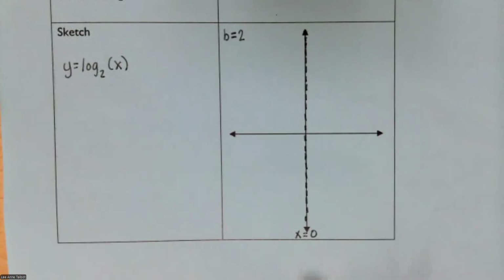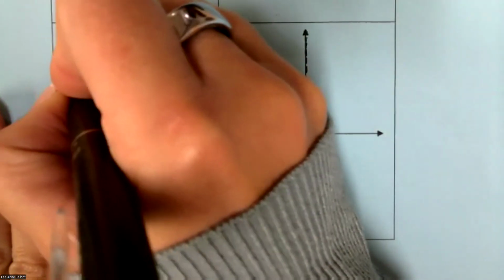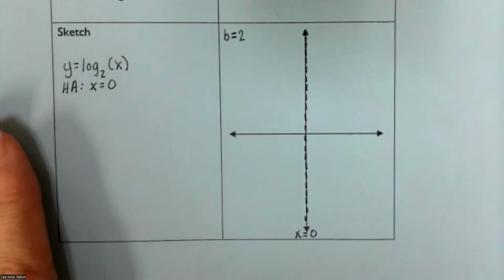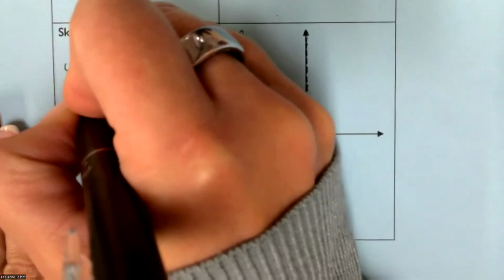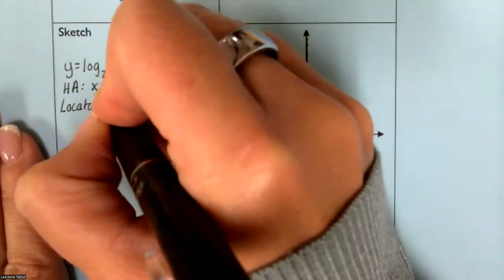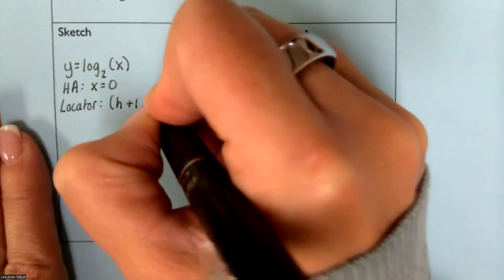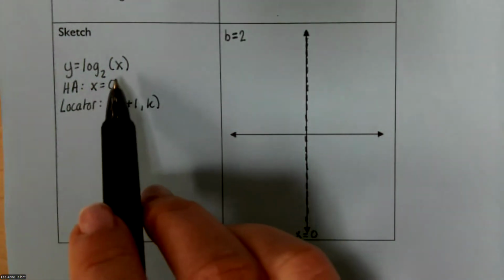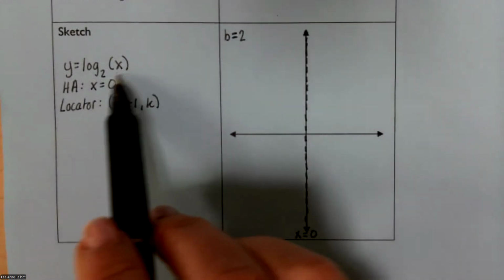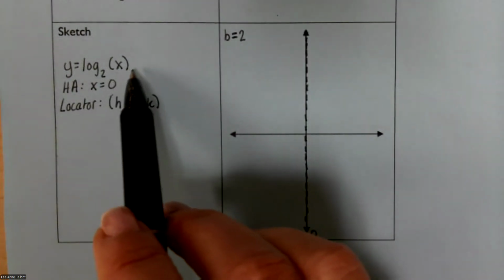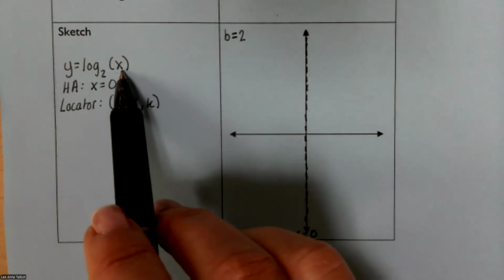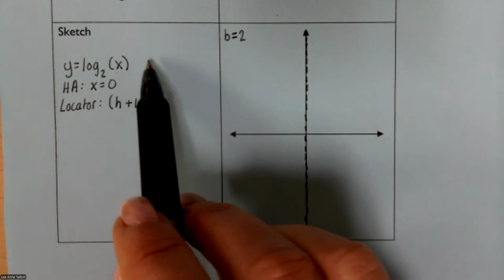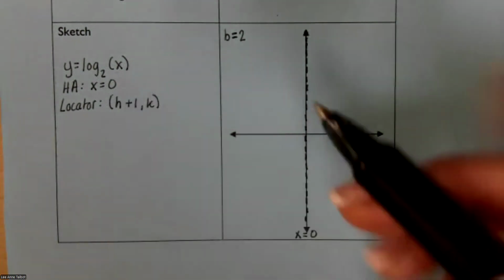Put the equation of the asymptote down here, x equals 0. Our locator point is going to be h plus 1, comma k. What is h and k in a parent graph? What's h if there's nothing in the parentheses? 0. What's k if there's nothing outside? 0.